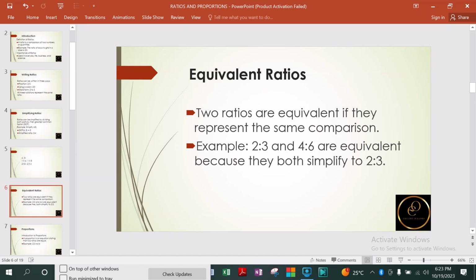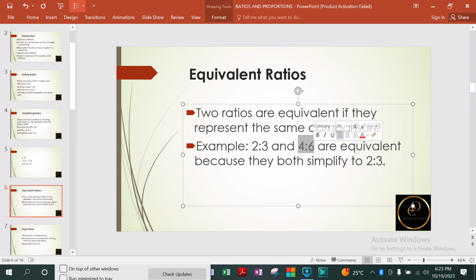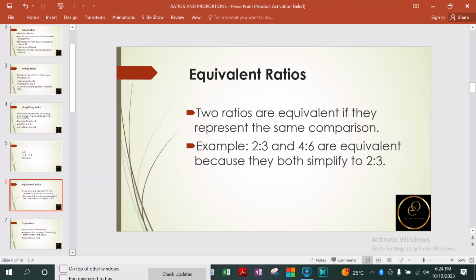These represent equivalent or the same comparison. This represents the same comparison because the ratio on the right side can be divided by the common factor to simplify to 2:3. So they are representing the same. They have the same comparison, because they both simplify to 2:3, so they are equivalent ratios in short. Okay, so that's what we have there.